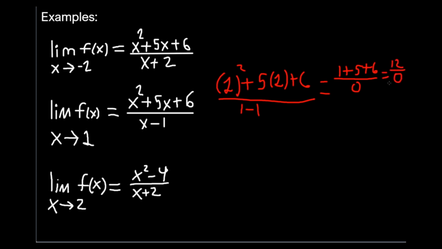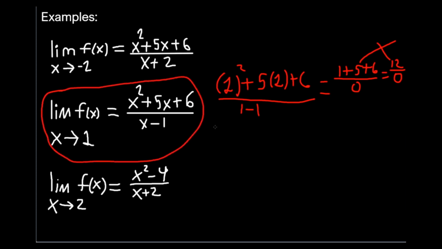Now, I mentioned earlier that 0 over 0 is something we have to examine further, but when we have an actual number like 12 or 8 or whatever over 0, this is something we can't continue with. This doesn't work. So we would consider this problem DNE, does not exist.